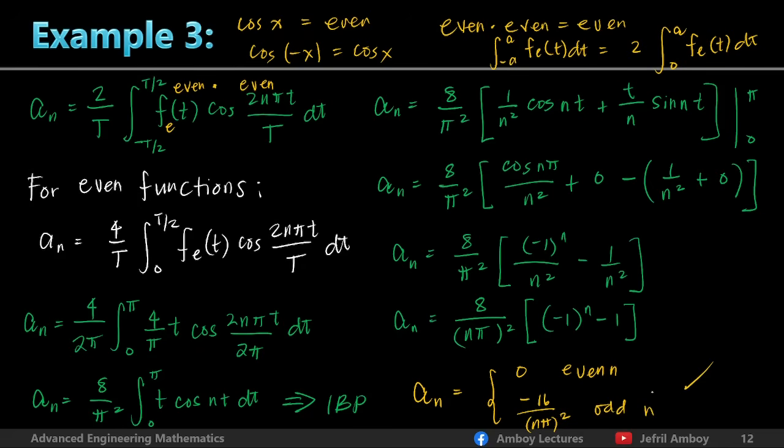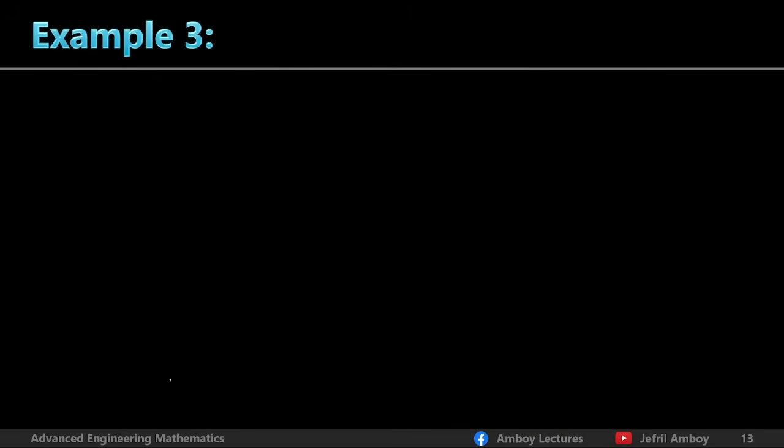Okay, so this is now the expression for an. So mamaya, hindi na natin gagamitin yung even n. Bakit? Kasi for even values of n, ang an ay 0. Kaya ito na lang yung gagamitin natin. An is equal to negative 16 over the quantity n pi squared, no? And here, all n's have odd values. Okay? Next. Ang sunod is mag-compute tayo ng Bn. Okay, mag-compute tayo ng Bn.